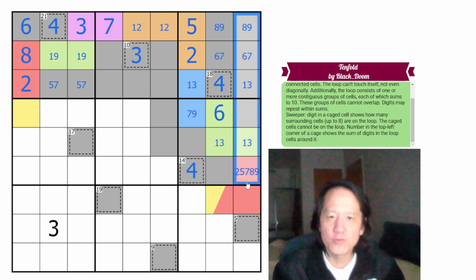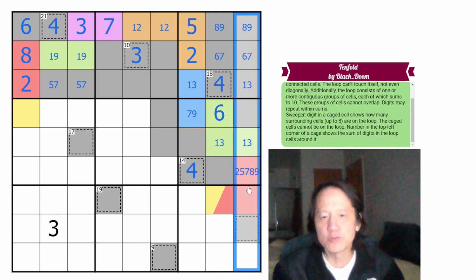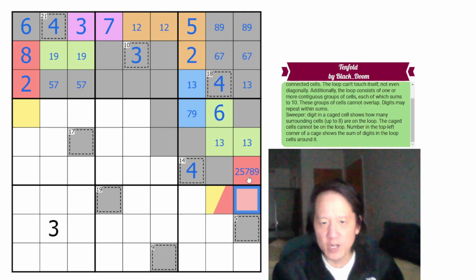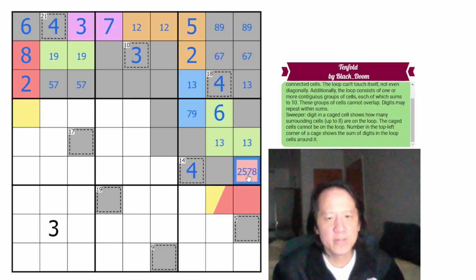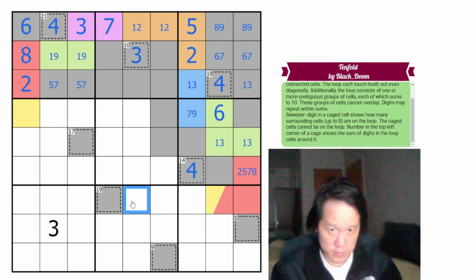But we have a 1, 3, 1, 3 pair in column 9, which eliminates 1 and 3 from the rest of the column. So this could not be 1. Therefore, this cannot be a 9. This is 2, 5, 7, 8.